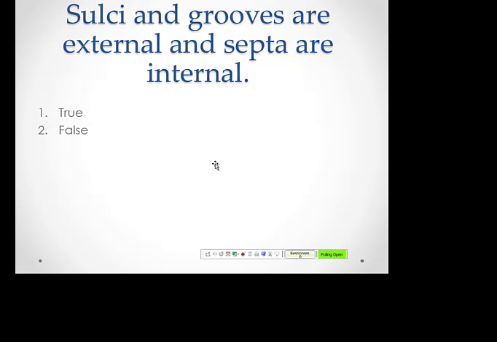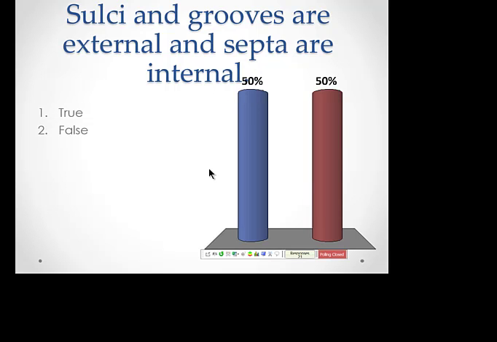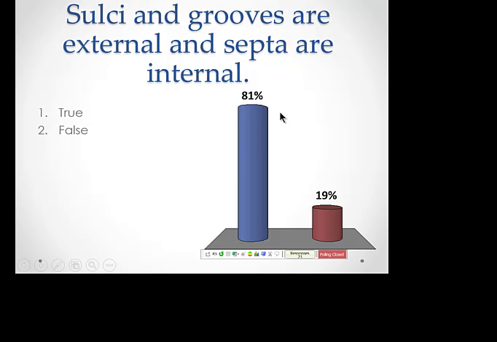Okay, so how about this question? Sulci or grooves are external and septa are internal. Is this true or false? Yes, very good. You saw the septa were present inside, in between the chambers. So they're internal, whereas sulci, the coronary and interventricular, you saw on the external surface of the heart. So those are external.